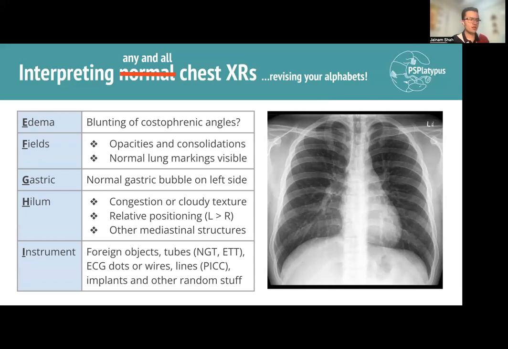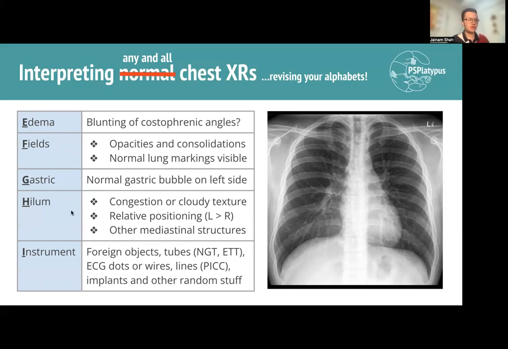Gastric, again, very straightforward. You're looking for the gastric bubble on the left-hand side. So the stomach is on the left, just underneath the left dome of the diaphragm. That can sort of be seen here, and that's a normal finding, okay? So you don't need to be worried that that's some sort of pneumoperitoneum.